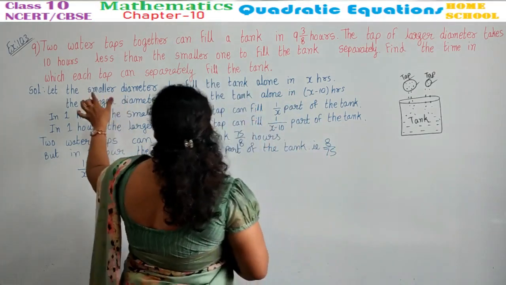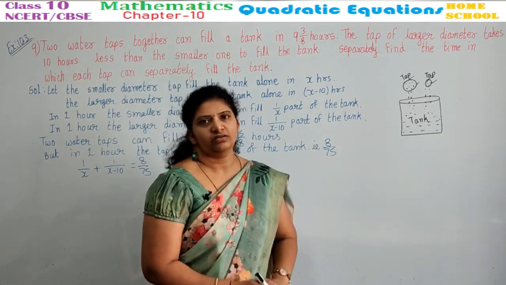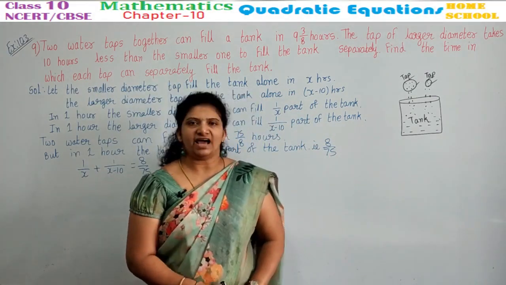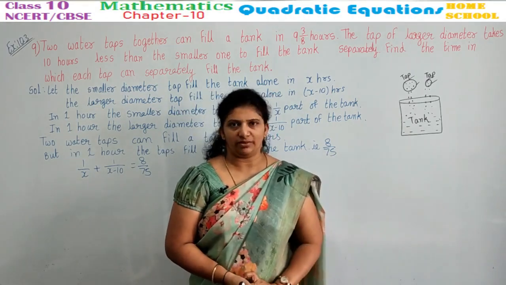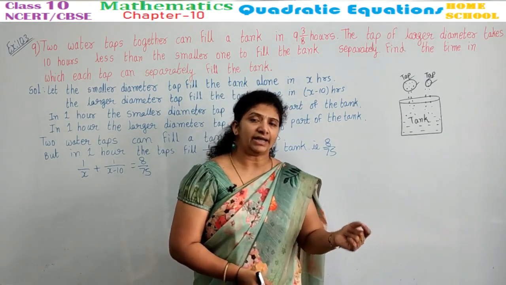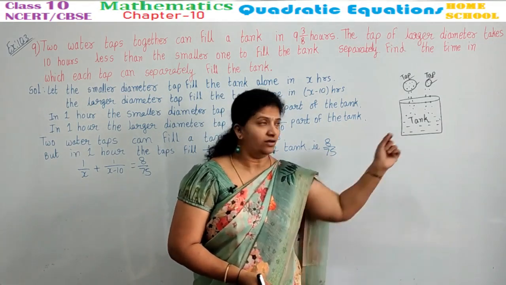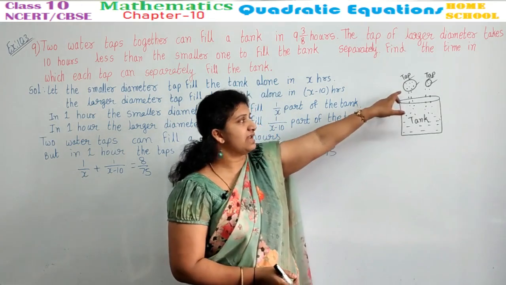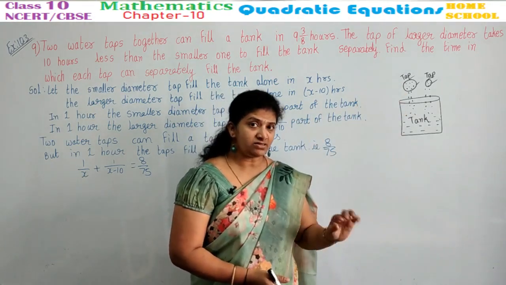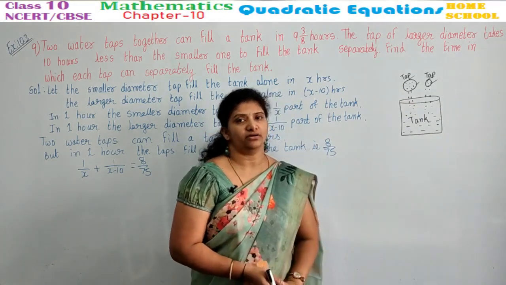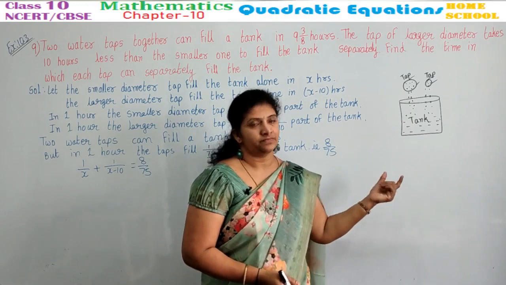Find the time in which each tap can separately fill the tank. Let us assume there are two taps, smaller diameter and larger diameter. Smaller diameter tap takes x hours to fill the tank. But whereas larger diameter tap, what is the condition given? 10 hours less than the smaller diameter. So it takes x minus 10 hours.